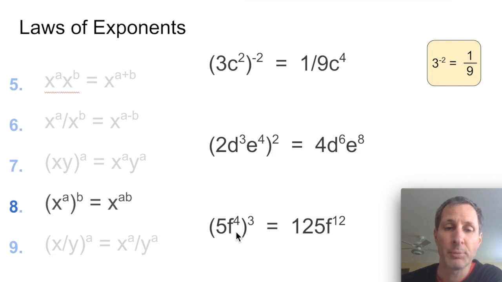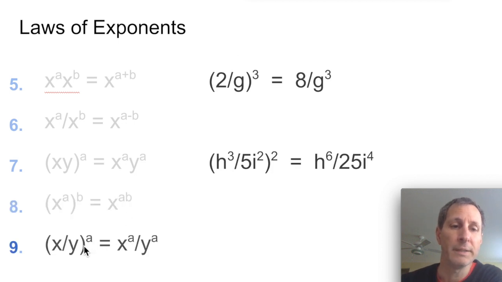And in the third example, we have 5f to the 4th. So we're going to take 5 to the 3rd power, and then we're going to take f to the 4th raised to the 3rd power. 5 to the 3rd power is 5 times 5 times 5. That multiplies out to 125. And f to the 4th raised to the 3rd power, well, we multiply those exponents and we get f to the 12th. So that's rule number 8.